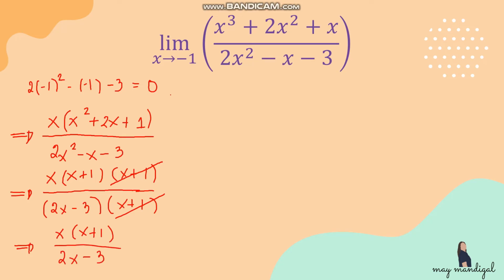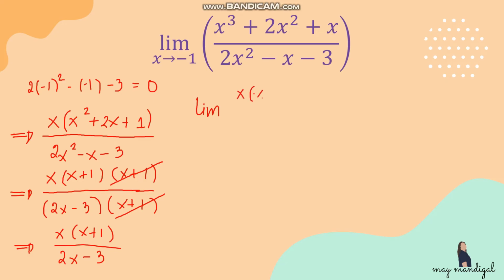So we can cancel this, and we will be left with x times x plus 1 all over 2x minus 3. Now if we substitute negative 1 to the denominator, that will be 2 times negative 1, or negative 2, minus 3, so that will not be equal to 0 anymore. That means we can now proceed with direct substitution. That is the technique you will use if you notice that when you do direct substitution, the denominator will be 0. You have to simplify it first by factoring. So let's now proceed with substitution.